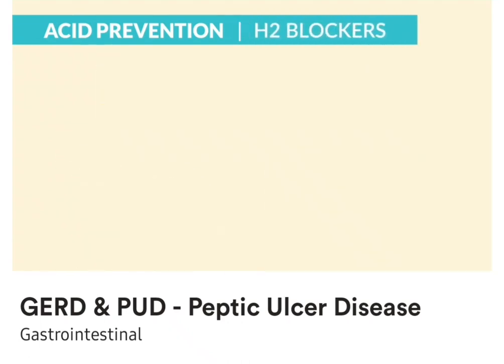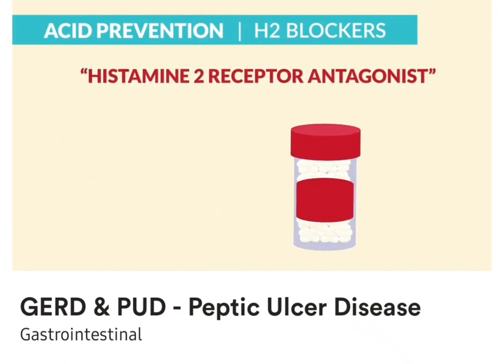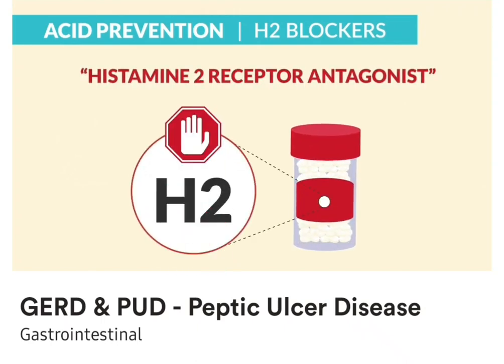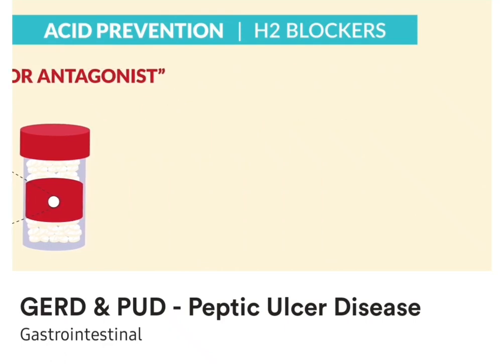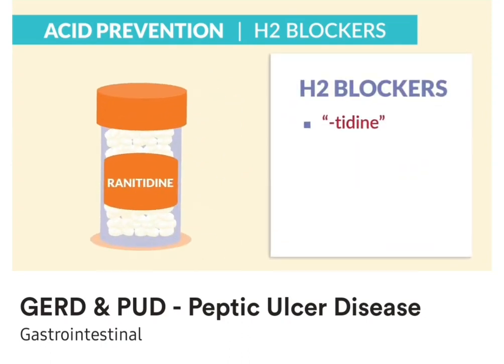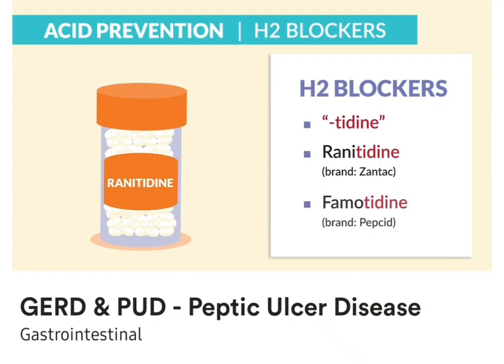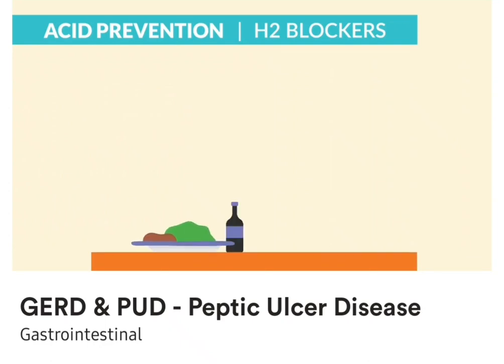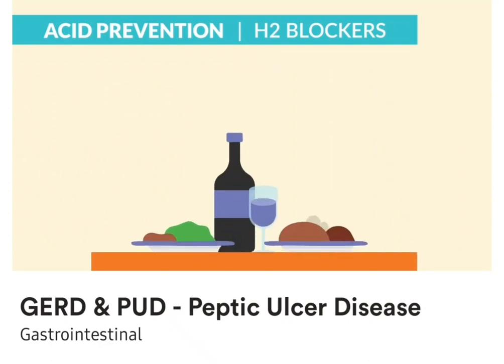Now, next up is our long-lasting relief, the H2 blockers, histamine 2 receptor antagonists. Fancy words for turns down the volume of acid production. Now, these end in tidine. So, ranitidine, brand name is Zantac, and famotidine, brand name is Pepcid. Now, the key point is we take them 30 minutes before the meals. So think tidine, you take 30 minutes before you go to dine with tidines.